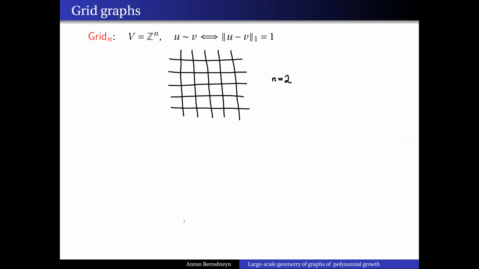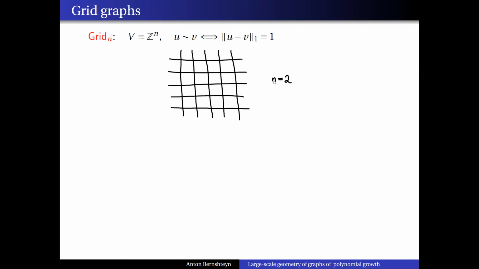Okay, so what are some examples of structures like this? Well, the most familiar example of a graph of polynomial growth is the grid graph, the n-dimensional square grid, which I'm going to denote by grid subscript n. The vertex set of this graph is just Z^n, and I put an edge between two vertices u and v if their distance in the one-norm is equal to 1.